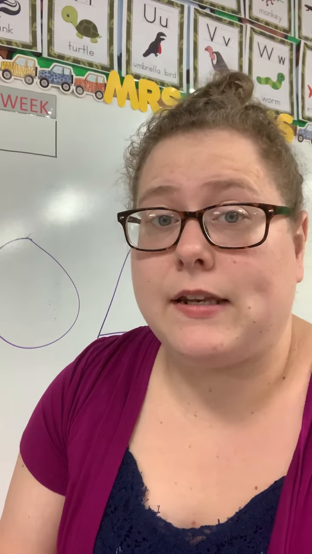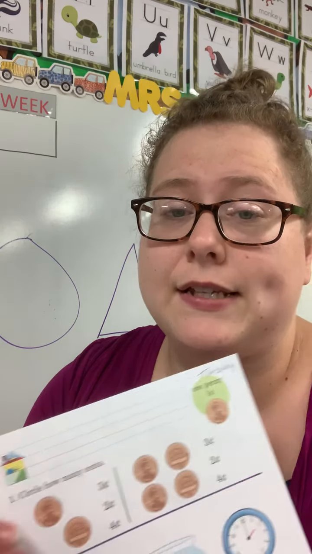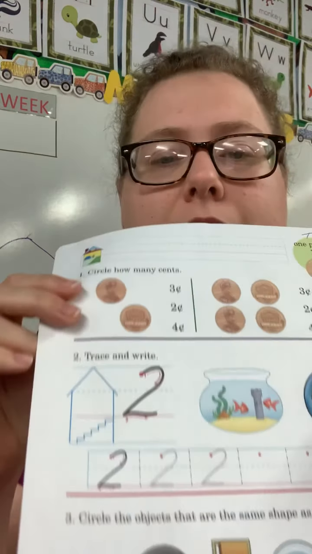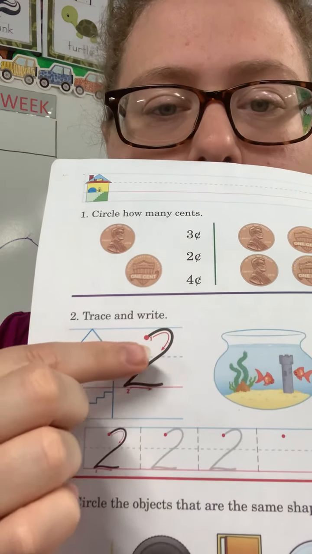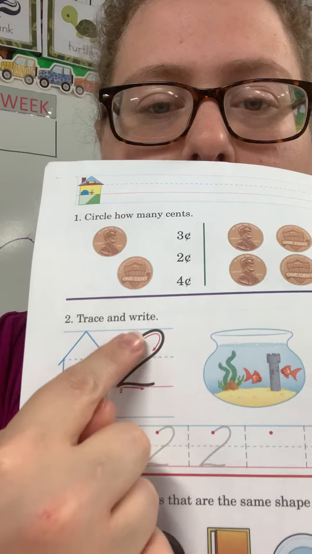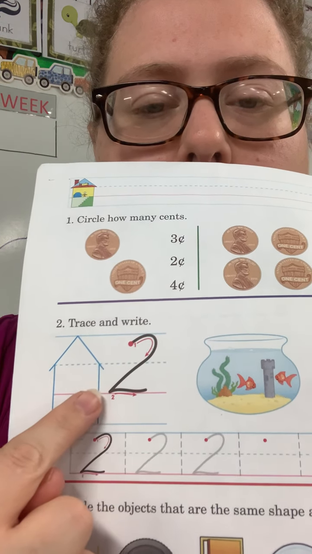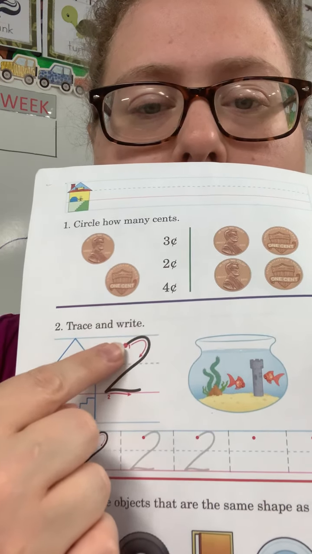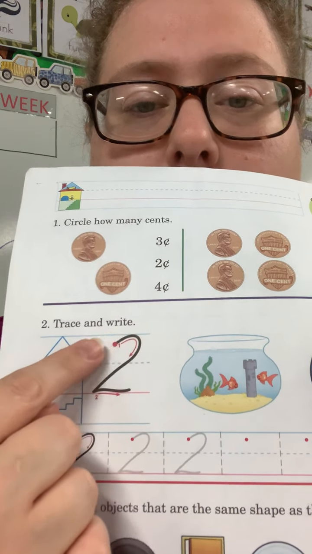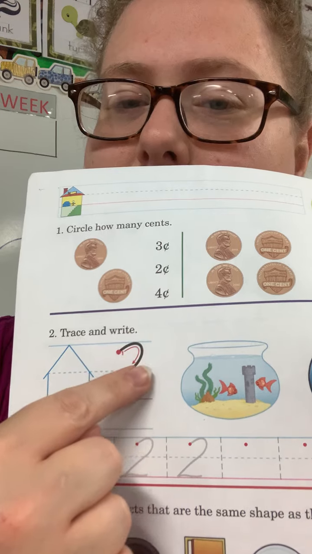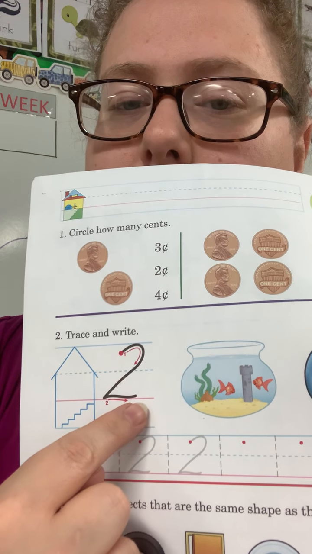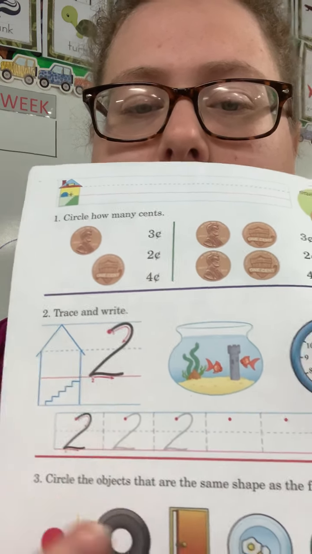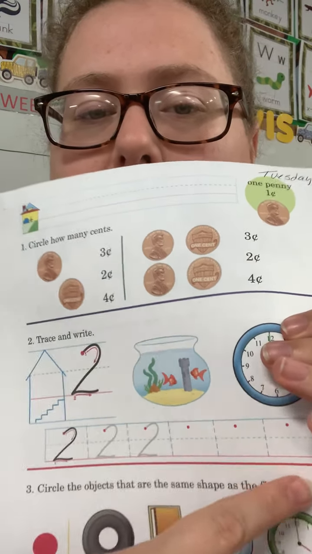Okay, then the next part, what you're going to do is you're going to trace and write the number 2. So remember, what we're going to do for this, you're going to start at the circle. You're going to go down and around and go to your left. At the circle, go up, up and down and make a line, okay? Then you're gonna trace and trace, right and right and right.